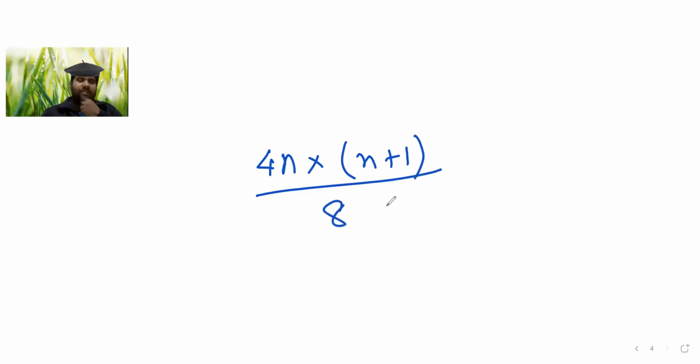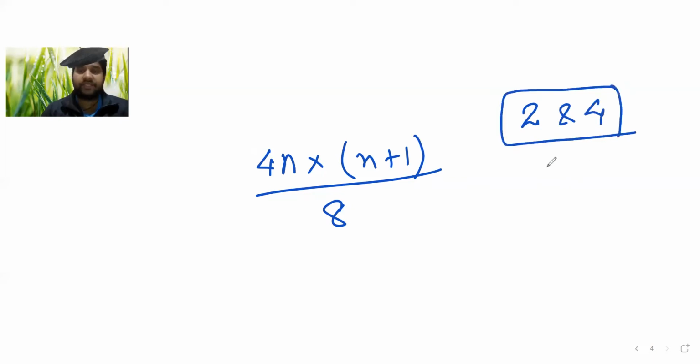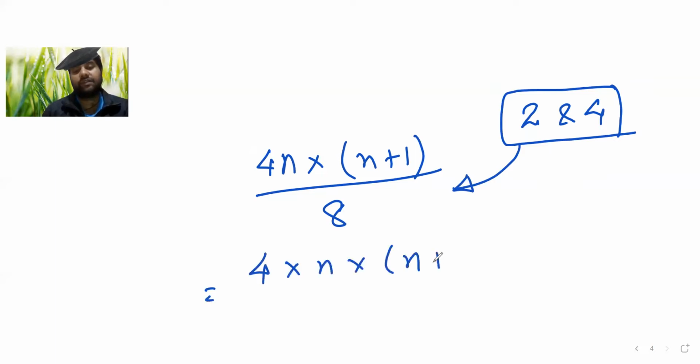That part was 4n into n plus 1 divided by 8. Now, what is the divisibility rule of 8? If a number needs to be divided by 8, what should happen, right? Well, this is exactly what should happen. The number should be divisible by 2 and the number should be divisible by 4. If this is happening, the number will be divisible by 8. So what do we get here? We get 4 into n into n plus 1.